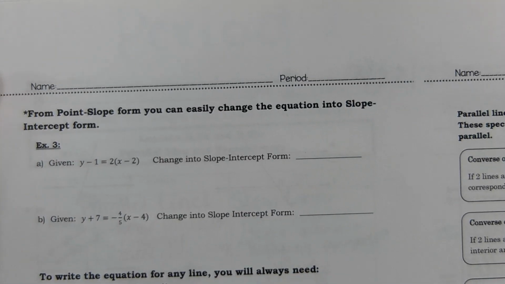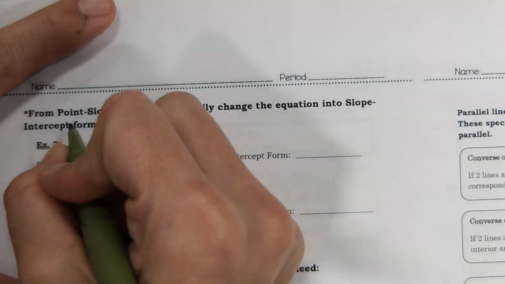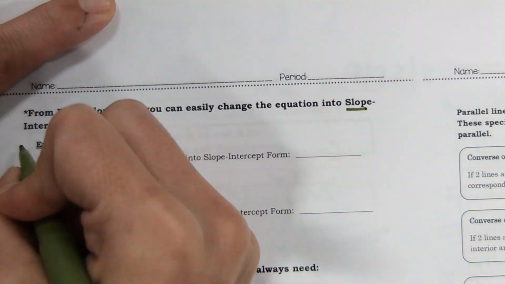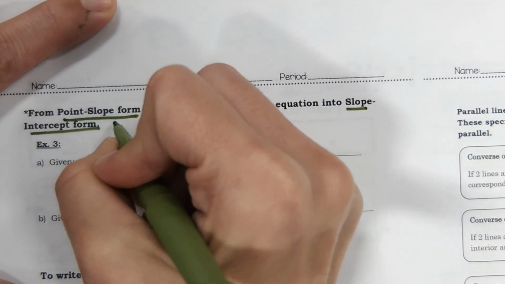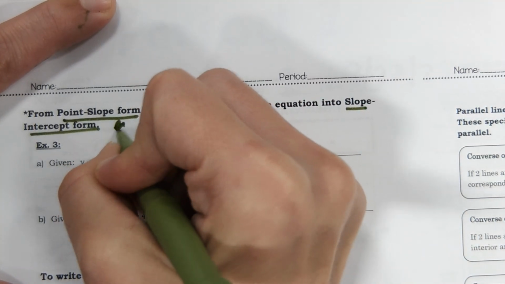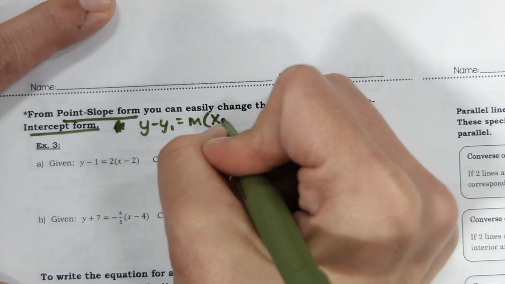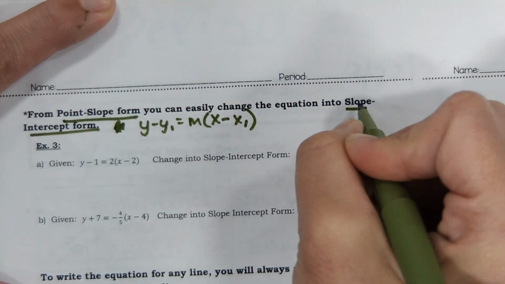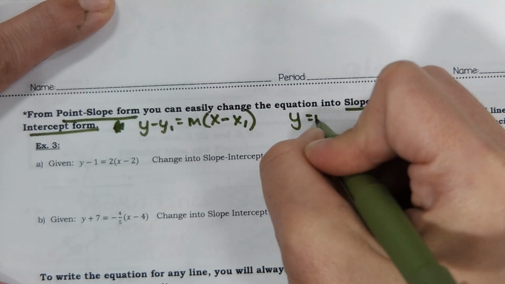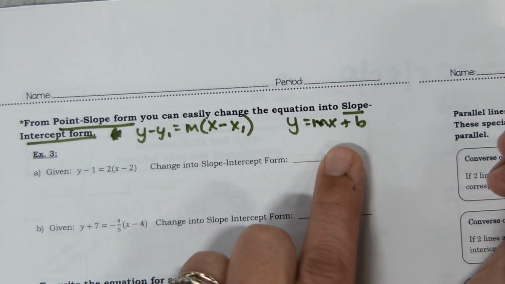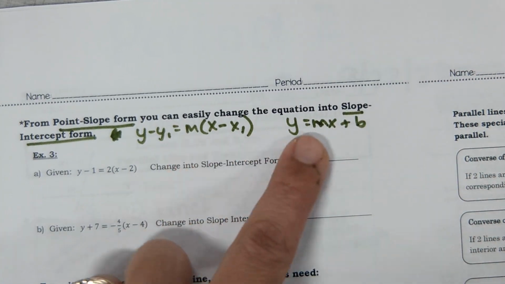Okay, so for these first examples, from point slope form, we can easily change the equation into slope intercept form. So point slope form is y minus y1 equals m times x minus x1. And then slope intercept form is y equals mx plus b, the one you're probably most familiar with. You can actually go from this format to this format.